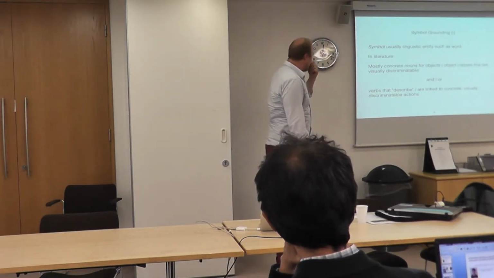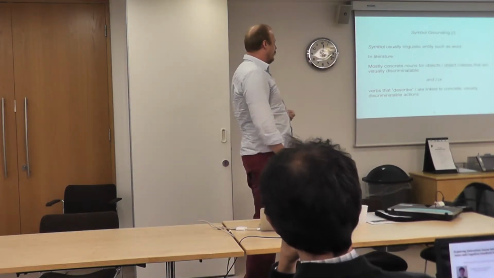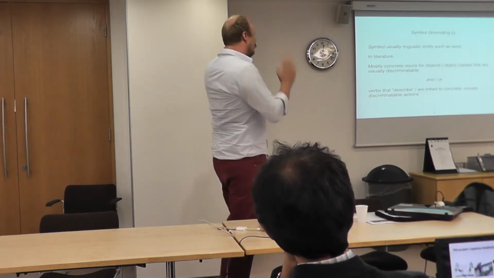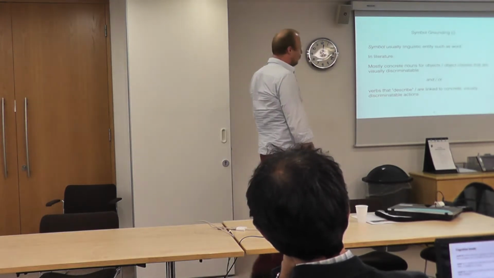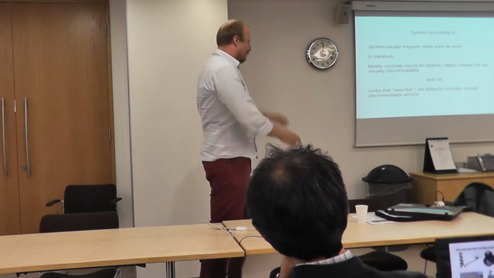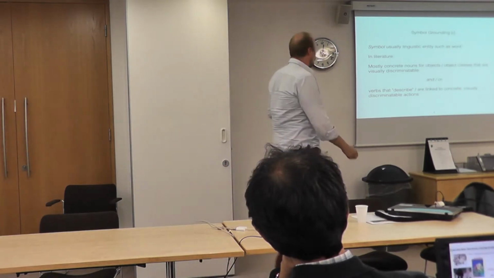So to repeat quickly, symbol grounding, I think the word was used already quite a few times today. What you usually mean with symbols, people usually speak about linguistic units that are typically words. If you look at the symbol grounding literature, what you mostly find, especially in a robotic context, are very concrete nouns describing objects, object classes that are visually discriminable, as said. It's mostly driven by vision, these discrimination tasks.